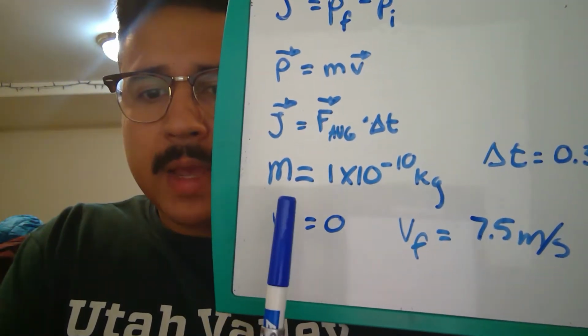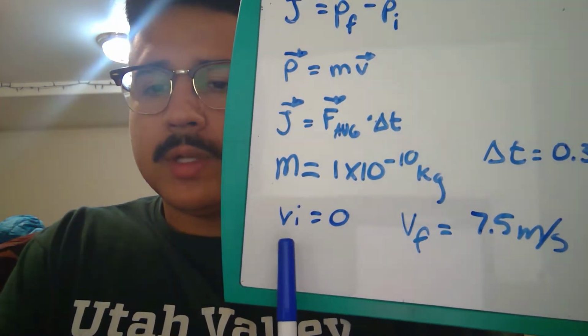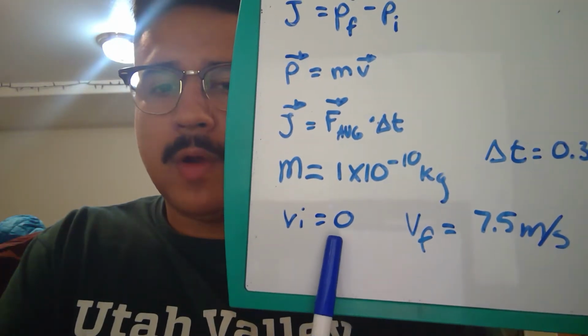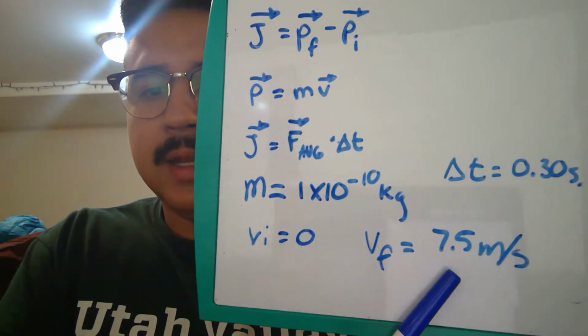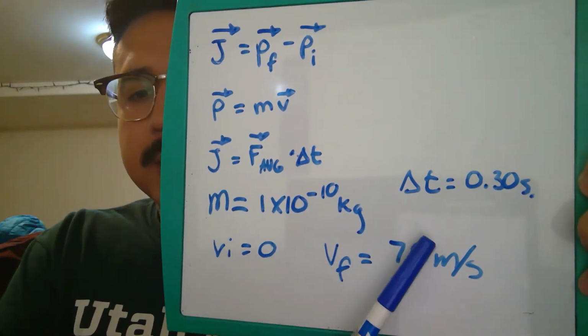So firstly, we have our mass, which was 1 times 10 to the negative 10th kilograms. The other was our initial velocity, which was 0, and then it ends up going up to 7.5 meters per second. And then our change in time was 0.30 seconds.